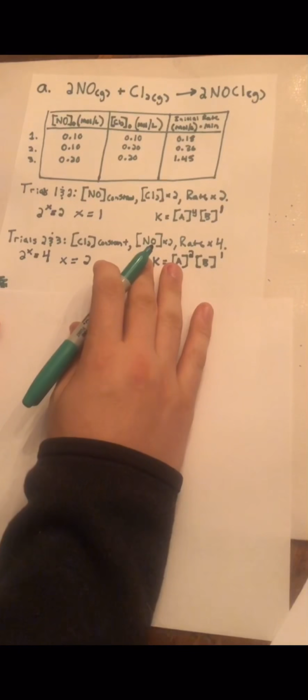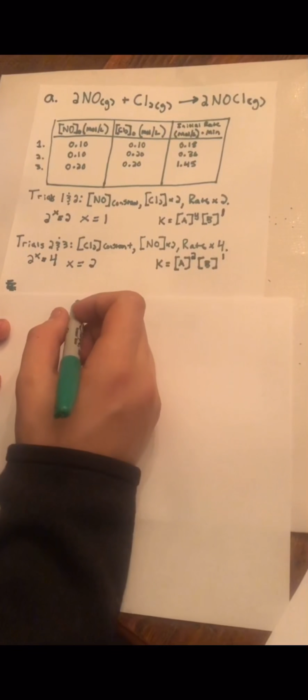Therefore, now that we have solved for the coefficients, we can determine that the rate law is rate equals K, molarity of NO squared, molarity of Cl2 to the first.